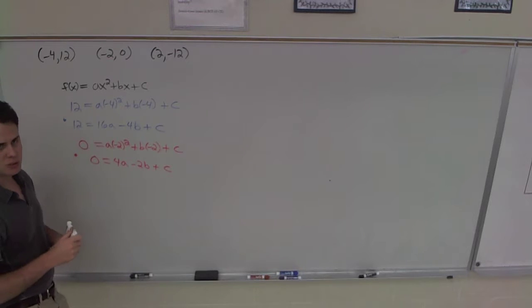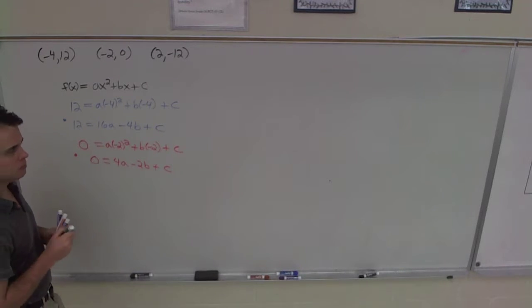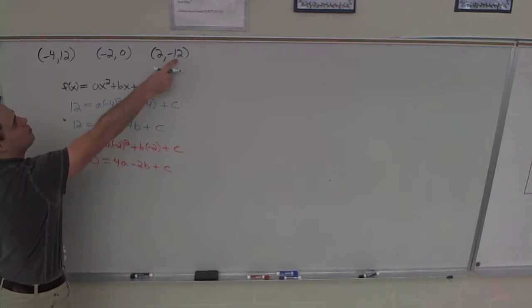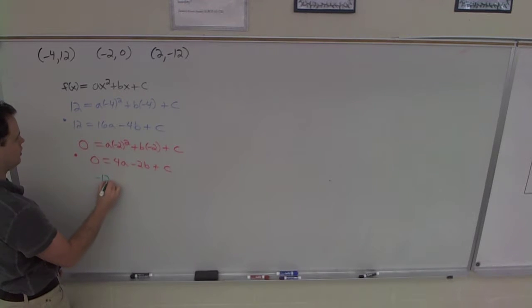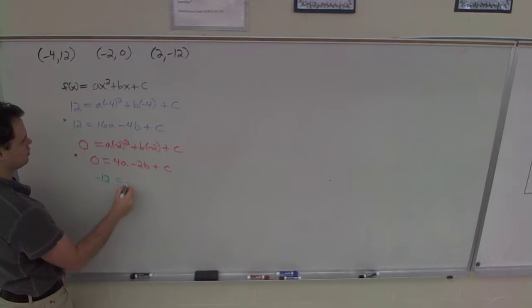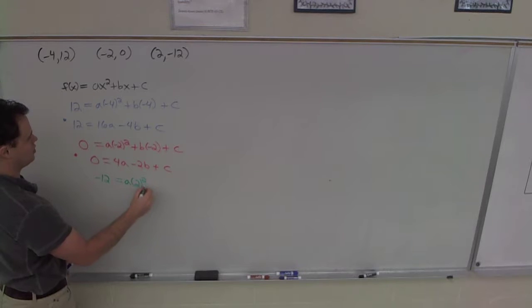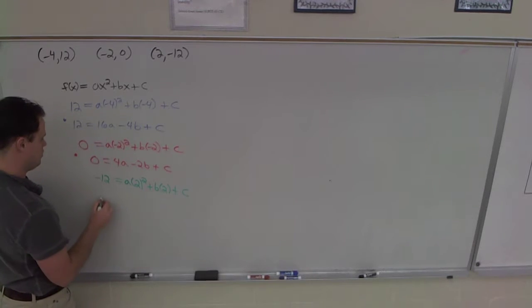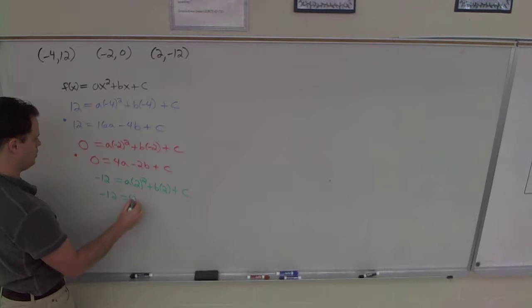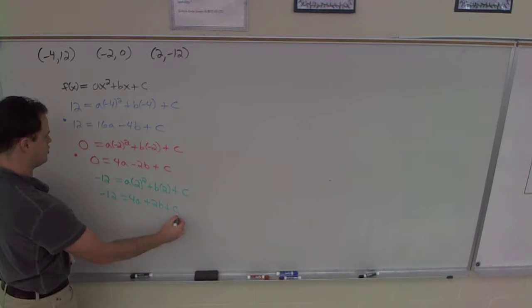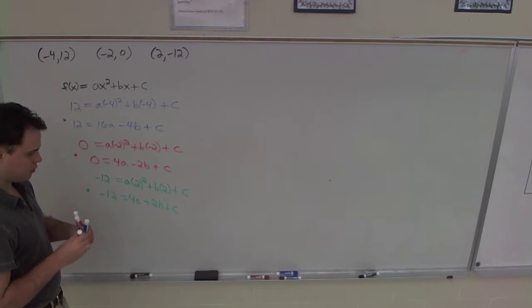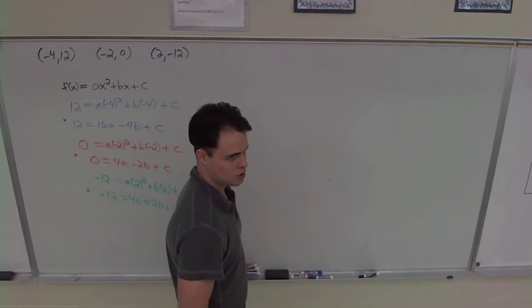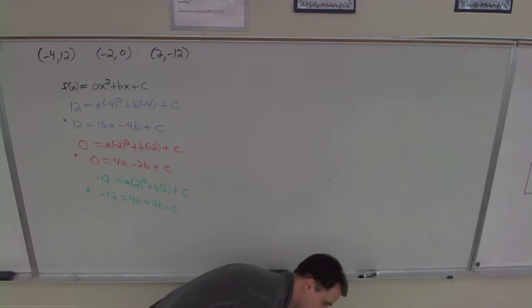We need another one since we have 3 unknowns, a, b, and c. So now take this in, put that in, you get -12 out. So I'm putting 2 in for x now. Simplify it, clean it up a little bit. That's 4a plus 2b plus c. And now we have 3 equations for our 3 unknowns, and we can solve that system.